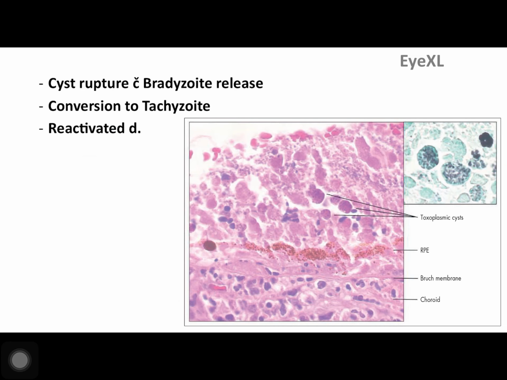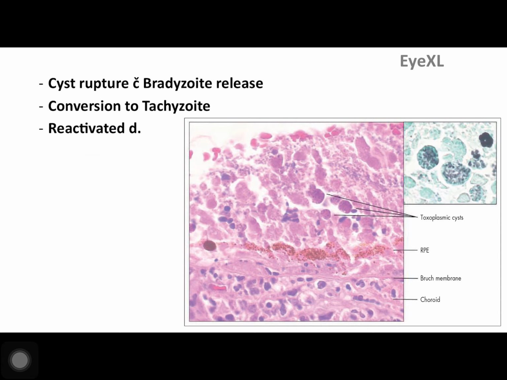If the cyst ruptures, the bradyzoites are released, and once these released bradyzoites enter the circulation or enter the surrounding structures, for example in the eye, it will enter the vitreous and the retina. It converts immediately to a tachyzoite, the active form, and that reactivates the disease. This is what makes it difficult to treat toxoplasmosis, and that is why treatment is to be prolonged. It cannot be done over a period of a couple of weeks. It needs to be prolonged, sometimes as long as a period of 1 year.